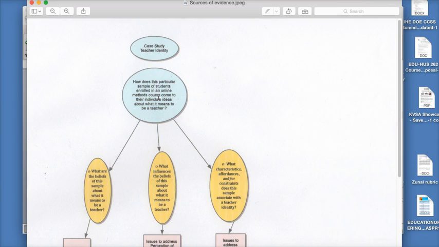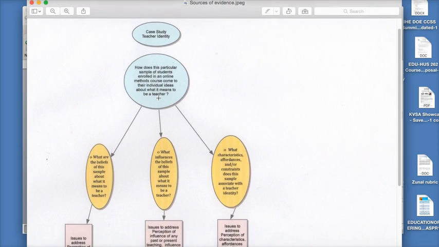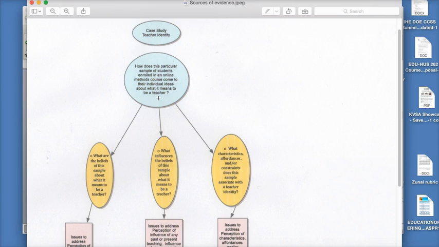So my question now has morphed to, how does this particular sample of students, notice I've limited this to just this particular sample of students, enrolled in an online methods course. And I've added that piece because as I read through my data, I realized that the online part of it was significant, and that may influence the ways in which teachers note their identity. So I've added that. In an online methods course, come to their individual ideas about what it means to be a teacher. And then I thought about that, and the sub-questions I originally had didn't really get at the heart of that. The sub-questions really need to get at it.